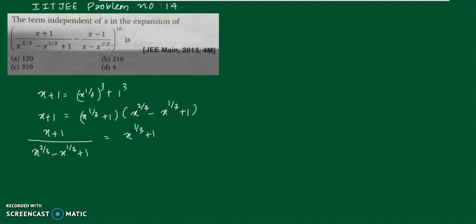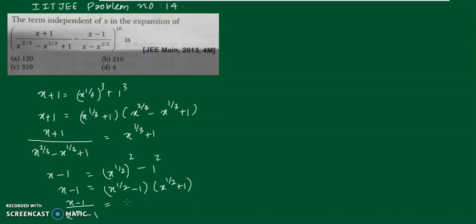Similarly, we will simplify the next term. Instead of x minus 1, I write (x raised to 1 by 2) the whole squared minus 1 squared. Now it is a squared minus b squared, and that becomes a minus b into a plus b. So x raised to 1 by 2 minus 1 and x raised to 1 by 2 plus 1. So this is x minus 1. So we get x minus 1 divided by x raised to 1 by 2 minus 1 equal to x raised to 1 by 2 plus 1.